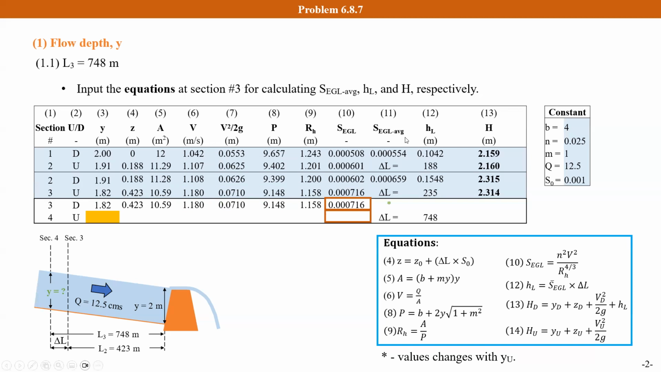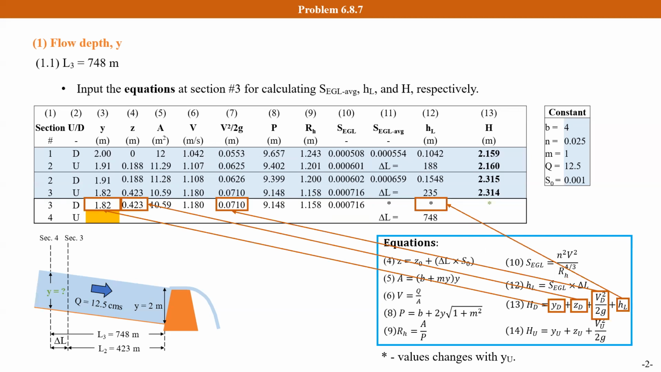For instance, to calculate the average slope of the energy grade line, we can take the average of these two values. And we put the asterisk here because it represents values that change with water depth, which means that we input the equations here, but we did not explicitly show the values here. Then based on equation 12, we can calculate the head loss. And based on equation 13, we can calculate the total energy at section 3.